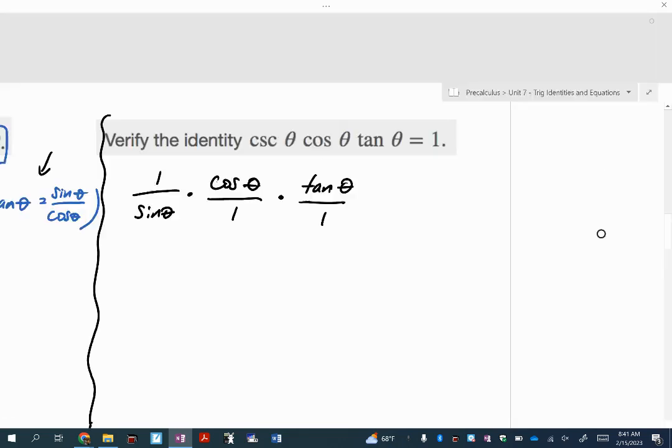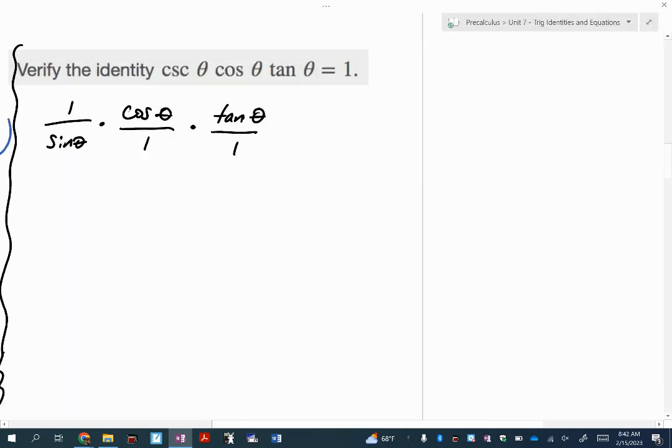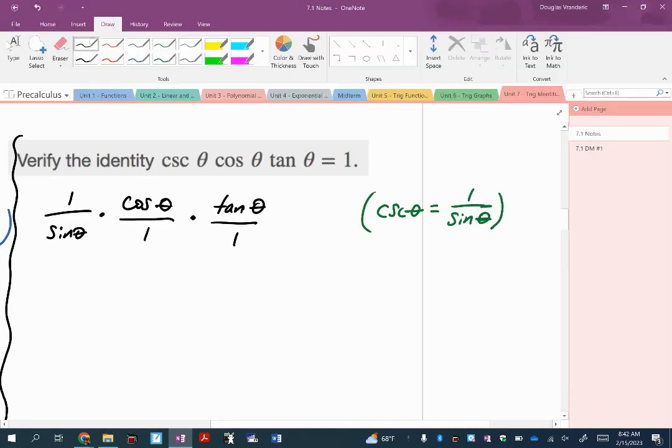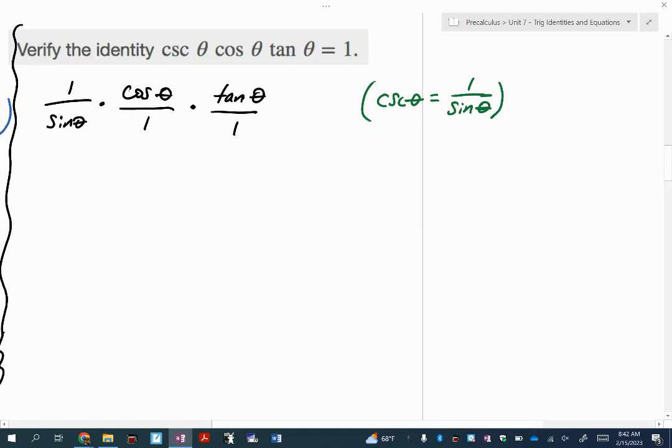All right, and again, I'm going to show a different color. So what I used was cosecant theta is the same as 1 over sine of theta, one of our reciprocal identities, right? We've been working with reciprocals for a while now. All right, I'm going to put the cosine and sine together, right? Cosine theta times 1 is cosine theta. Sine of theta times 1 is sine of theta.